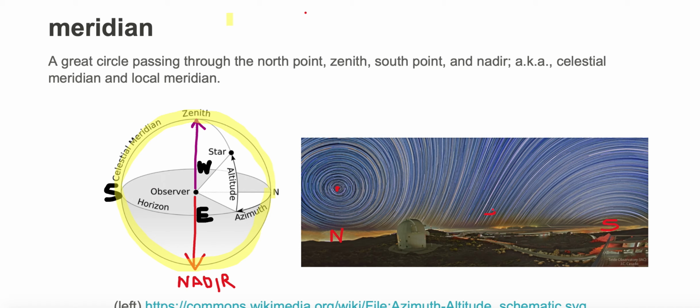So let's go put a person in who's observing today, and we're going to put in their zenith, which is a point directly above their head. So I'll put a point here and label it with a Z.